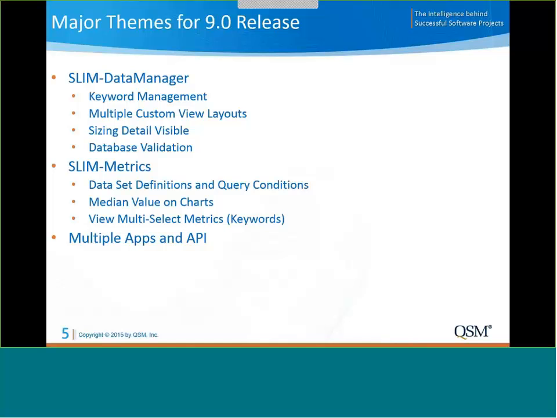And we've expanded the capability of using multi-select metrics, like keyword would be an example of a multi-select metric. I can have one project that has 5 keywords that apply to it. And so now we can see those better and use them in SLIM Metrics. And then the SLIM API and the other applications, as I've mentioned, have had some improvements.